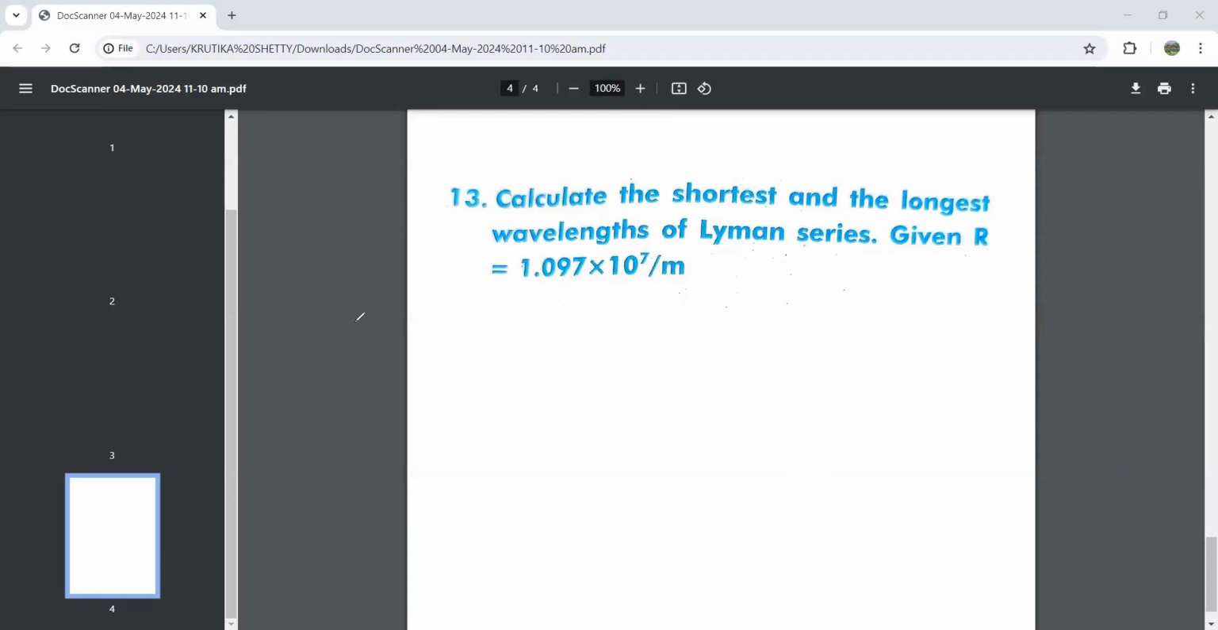Yes, you can continue with the solution. Those who don't know, you can observe here. For the first one, I am doing the shortest wavelength. For the shortest wavelength, n1 is equal to 1 and n2 is equal to infinity.